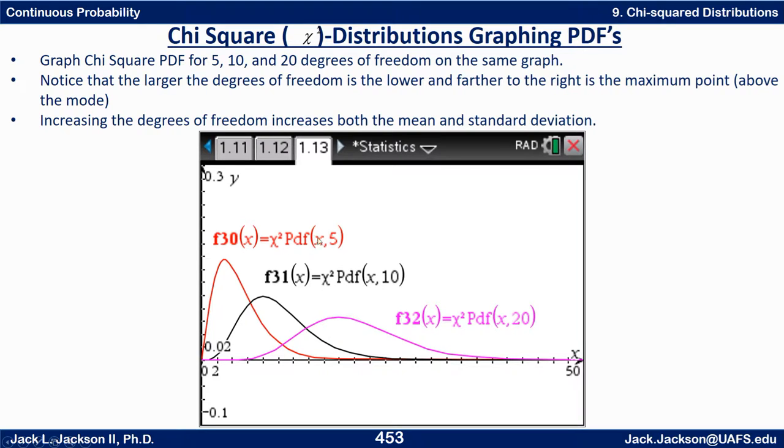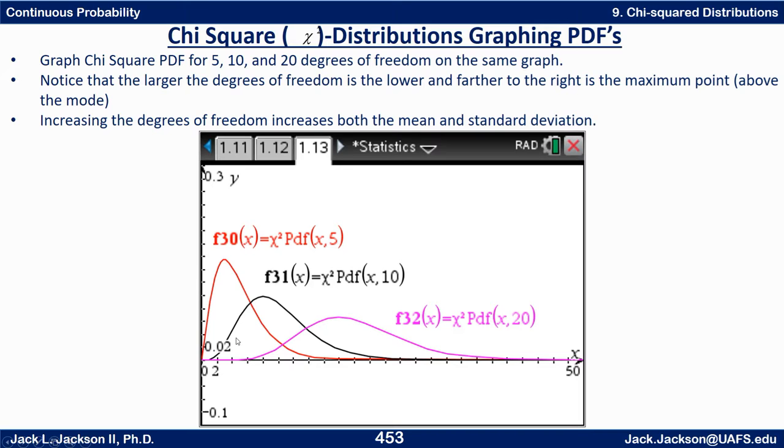And then that's with the lower degrees of freedom. A little higher degrees of freedom, 10, it's a little spread out, and the center is kind of shifted to the right a little bit more. The pink one, where the degrees of freedom is 20, is shifted to the right even more and more spread out. So the bigger the degrees of freedom, the bigger the mean and standard deviation.